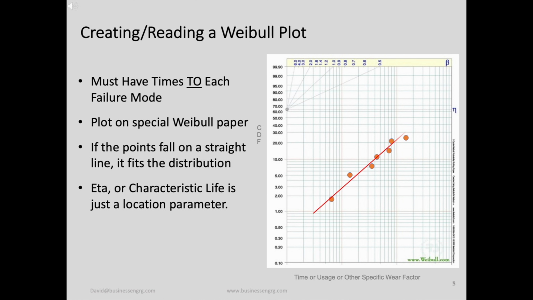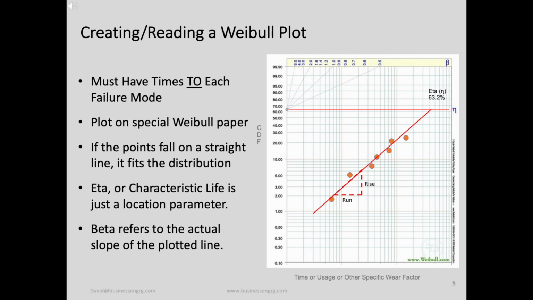Weibull parameters include eta, also known as characteristic life. It is a location parameter, which shows where the plotted line crosses the 63.2% mark. Beta is the actual slope of the plotted line, that is, the rise over run. In this case, the slope is approximately equal to 1, which suggests that this is a randomly occurring failure mode. Unless it is a simple electrical component, it can suggest that there are a mixture of different modes present in the data.